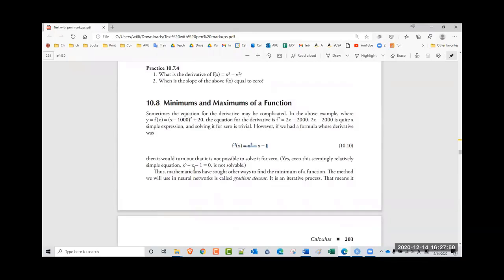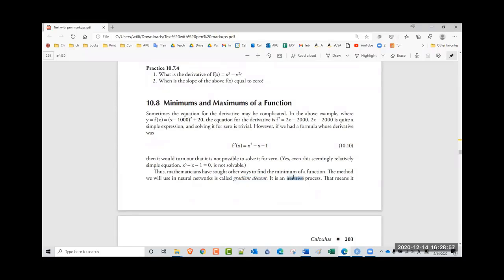Okay, so we want a different method for finding maximums and minimums. And this is critical. This is absolutely the most important part of neural networks. So let's say we have this function as the derivative, and we can't set it equal to 0, so we can't find the lowest point or the highest point. So we want another technique. Instead of setting the derivative equal to 0, we have another technique called gradient descent. So how does it work? The method we will use in neural networks is called gradient descent.